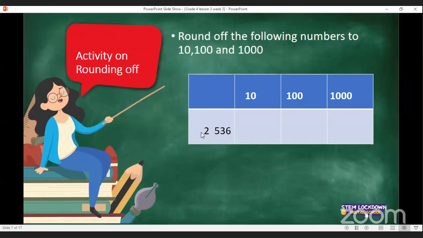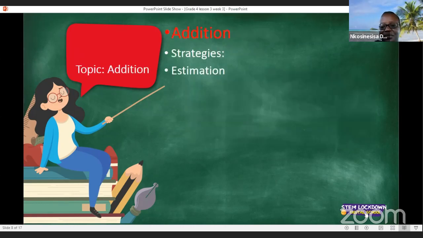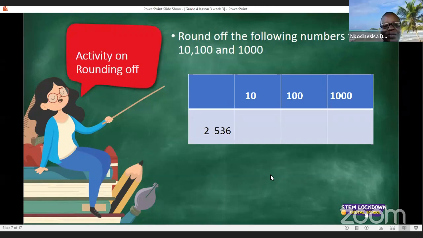Naledi? Naledi, you are unmuted. Yes, ma'am. Yes, Naledi. Okay, so I'll just explain to you. The number that we're rounding off is 2,536, and we are rounding it off to the nearest 10, Naledi. Yes, ma'am. Let's go. You can answer.